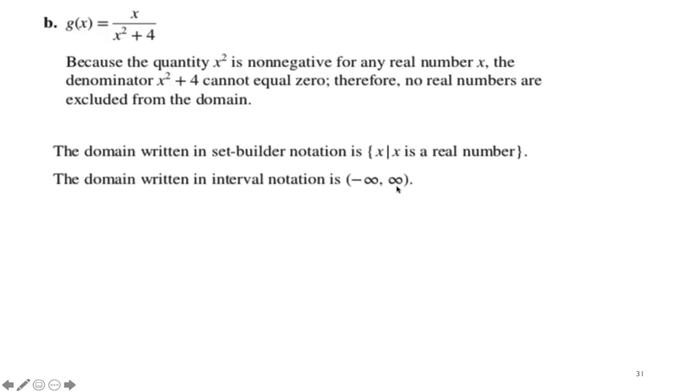So negative infinity to positive infinity. That's because there's no point in the real numbers that will make the denominator 0, because this is always positive. So the domain is all real numbers.